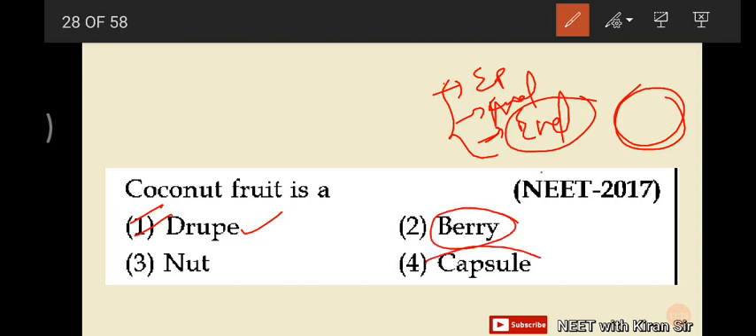When I talk about capsule, try to remember the groundnut seed, or cotton. A capsule is a fruit which opens at its margin, and the parts separate inside when it opens. That is called a capsule. Then nut is the hard outer covering of the fruit which does not open at all, which does not undergo dehiscence on its own, hence it is called a nut.